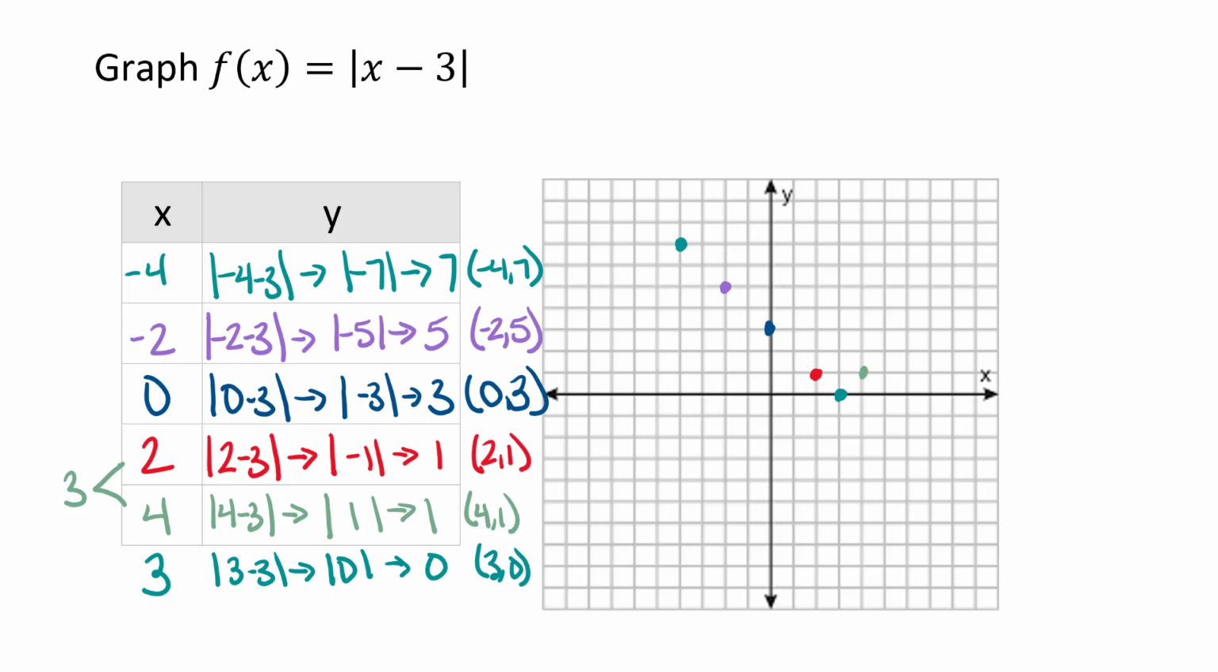So now I can actually see where my vertex is and where that point is that starts changing its direction. So I'm going to now connect all of those dots. I've got my V-shaped graph, so we're all good. Let's go ahead and look at another one.